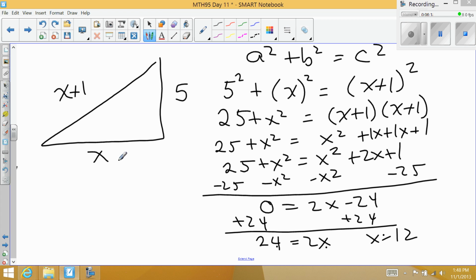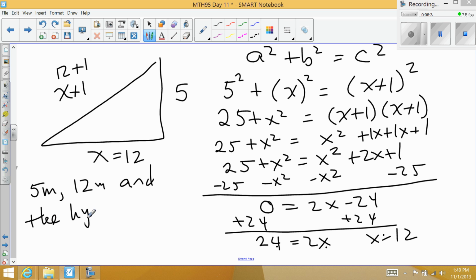So the dimensions of the triangle will be 5 meters, 12 meters, and the hypotenuse is 13 meters.